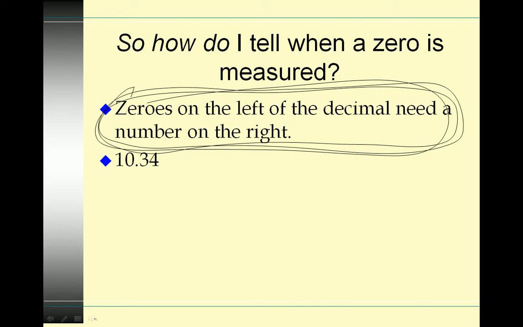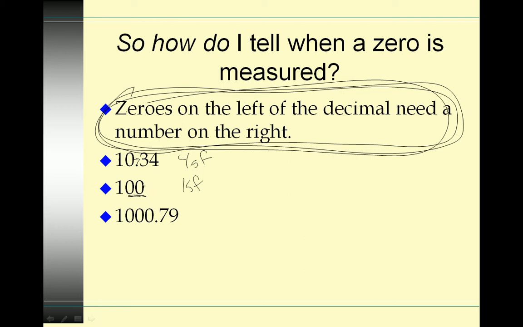Here's a zero on the left of the decimal. It needs a number on the right of that zero. Hey, there's one. That means it's significant. So this is a significant zero, and we have 1, 2, 3, 4 sig figs. Next, 100. These are zeros on the left of the decimal. The decimal doesn't show up, but in my mind's eye, it's right there. So zeros on the left need a number on the right. It doesn't have one. So this only has one sig fig, and these zeros are not significant. They're important, but they're not measured. Okay.